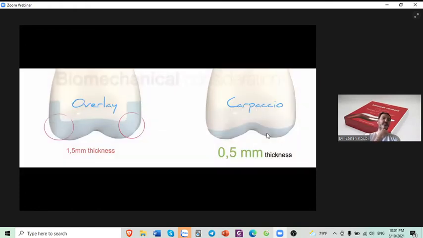But for the posterior part, we want to move from the previous concept of the overlay, where you had to destroy the proximal ridge in order to create a space of 1.5 millimeter thickness, to what we call now the carpaccio, where we keep the marginal ridge and we just place our occlusal veneer on top of the occlusal anatomy, so there will be only compression, axial loading for this restoration.